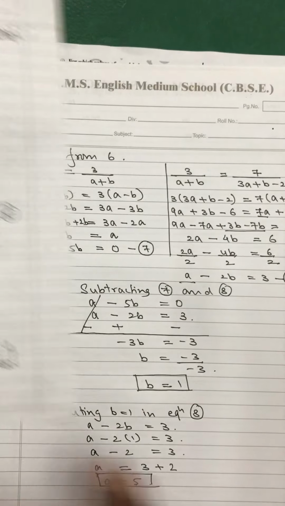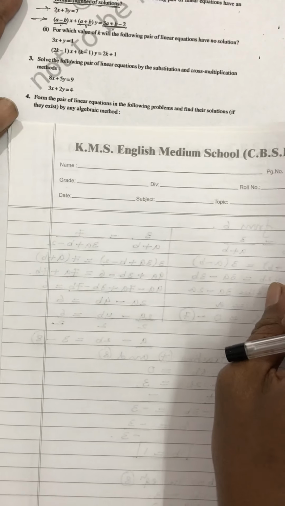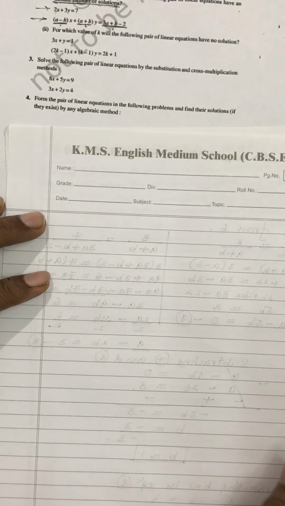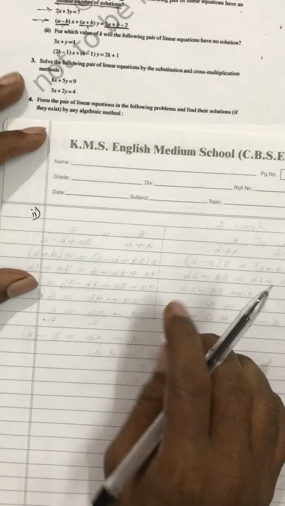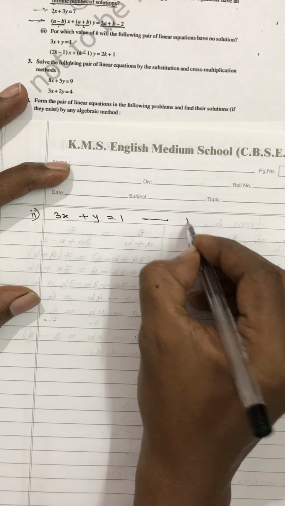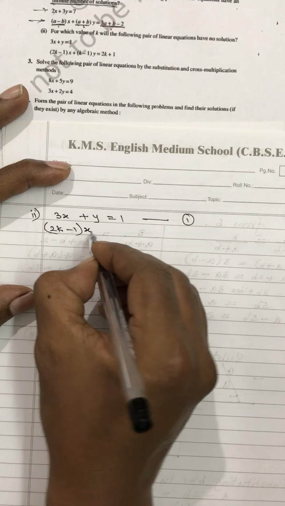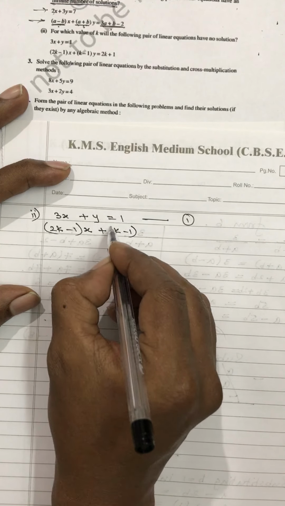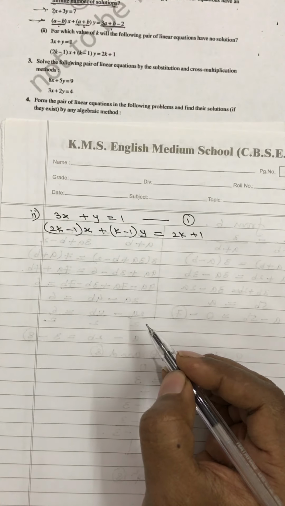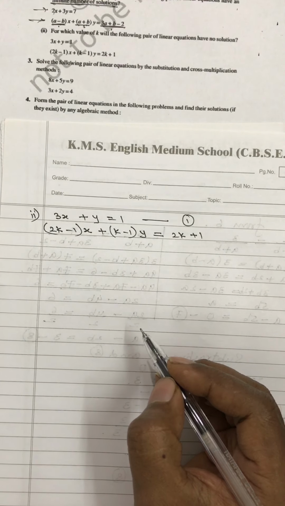So in this way we have solved this question, and now we go for the second question. For which value of k will the following pair of linear equations have no solution? Again the same thing, 3x plus y is equal to 1. This is your first equation, and then we have got 2k minus 1 into x plus k minus 1 into y is equal to 2k plus 1. Of course, they are not going to have any solution.